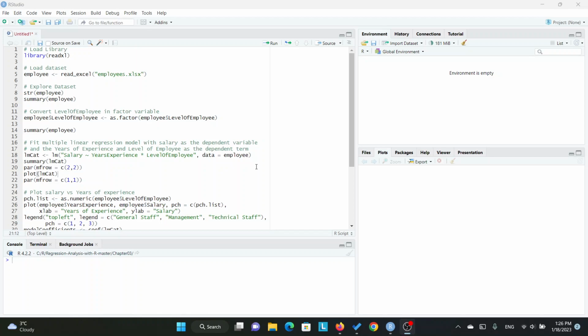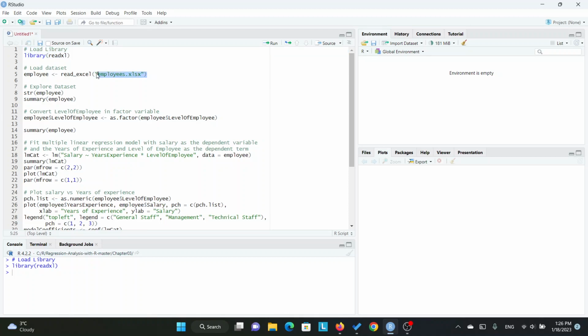Hi guys, today we will be performing a multiple linear regression on a data set, and we will be including the interaction terms to see how they affect our model fit. So first of all, we're going to load the library. Let's run that. We're loading the library readxl in order to be able to read the Excel files.